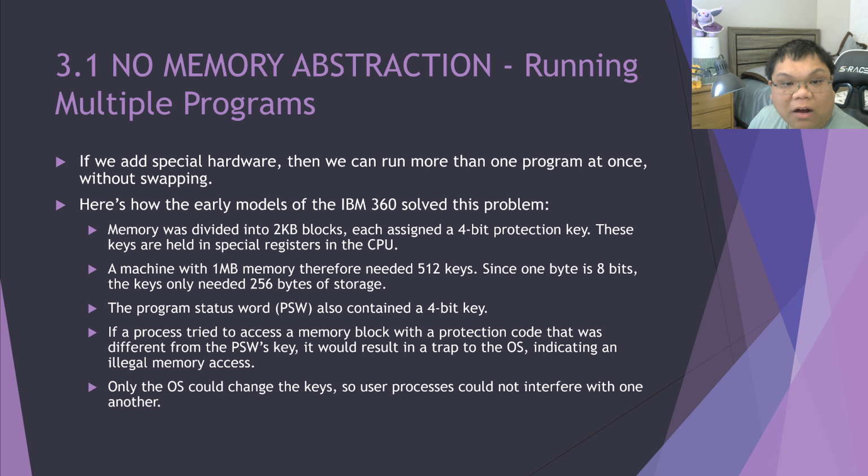If we add special hardware, then we can actually run more than one program at once without swapping. The IBM 360 is an example of such a device that did this. So here, memory was divided into 2 kilobyte blocks, each assigned a 4-bit protection key. These keys are held in special registers in the CPU.